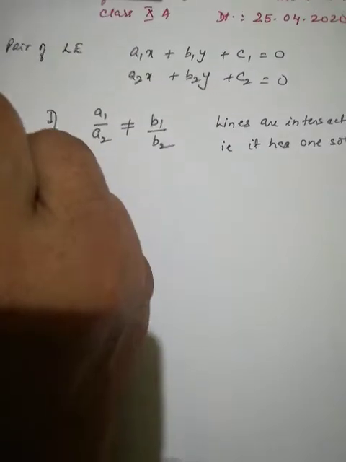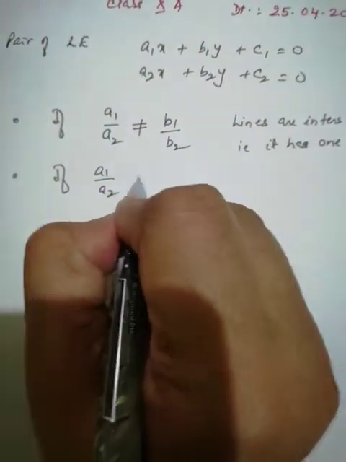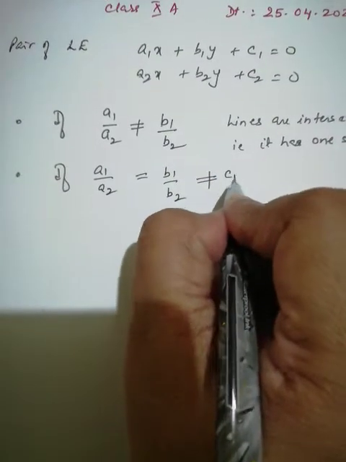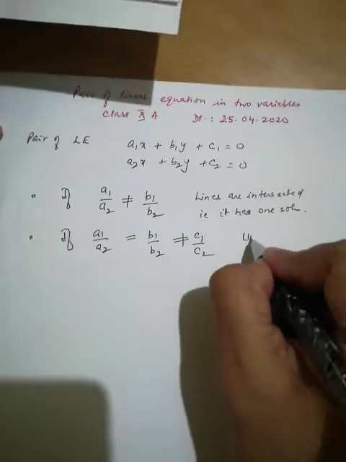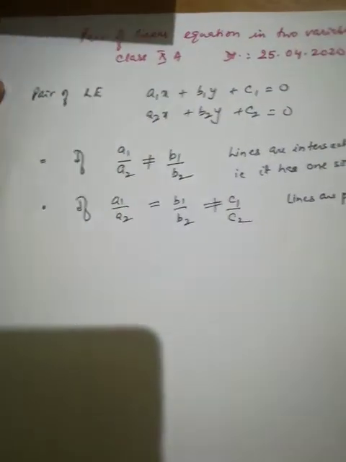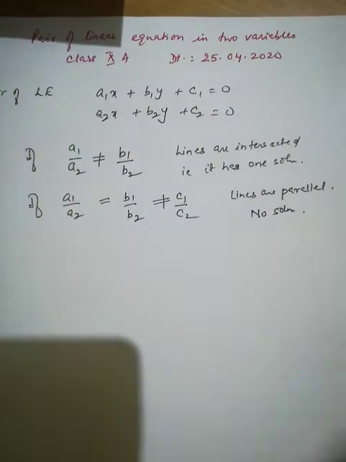The next point is if a1 by a2 is equal to b1 by b2 is not equal to c1 by c2. In such cases, the lines are parallel. Okay, the lines are parallel. If the lines are parallel, it will have no solution.